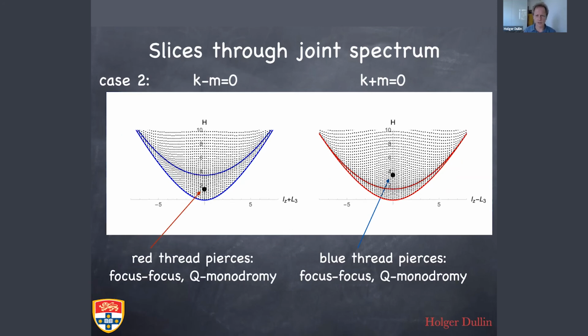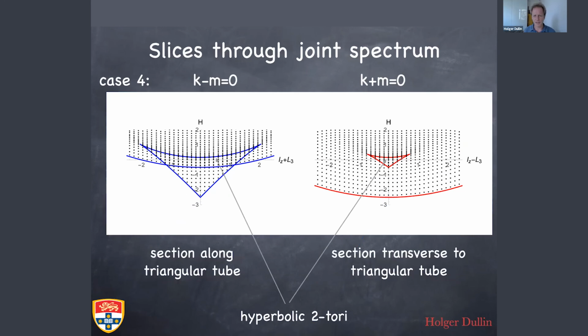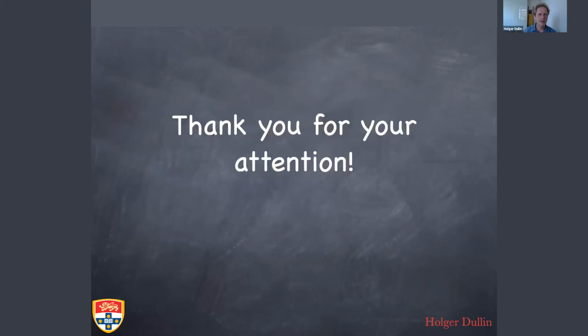Just a couple more pictures for the different cases. These are these hyperbolic two tori, where the spectrum kind of reorganizes itself when it goes into this triangular tube. And these are just slices because it's very messy, I guess, to show a picture of a joint spectrum of three commuting operators. That's a bunch of dots in R3. It's impossible to understand. So that's why we just show some slices here.